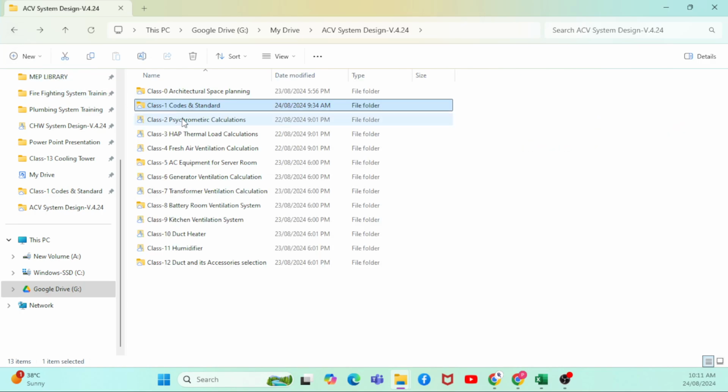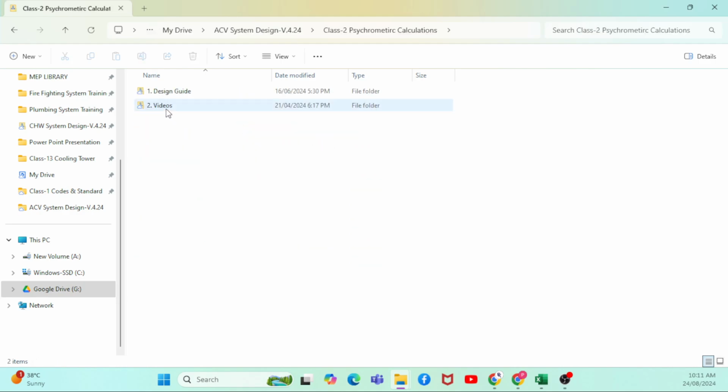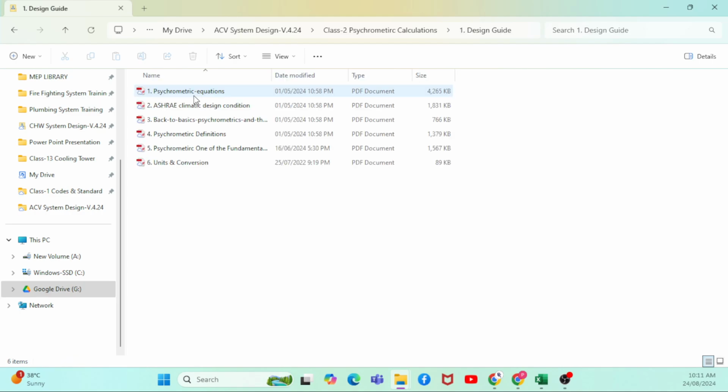Okay, then whenever you start an air conditioning system layout, you should understand the psychrometric calculations. How to read the dry bulb temperature, how to read the wet bulb temperature, how to read the relative humidity, how to read enthalpy. So you can use this guideline to understand how to read the psychrometric charts. So that guideline is given here.